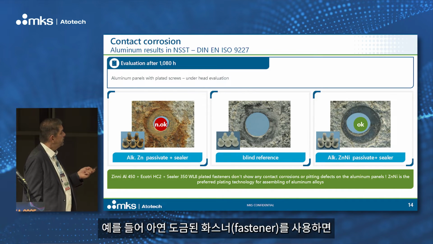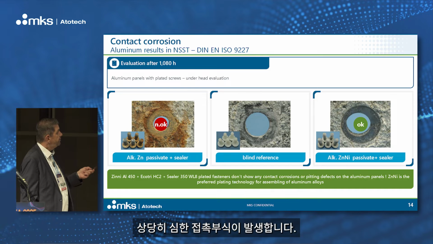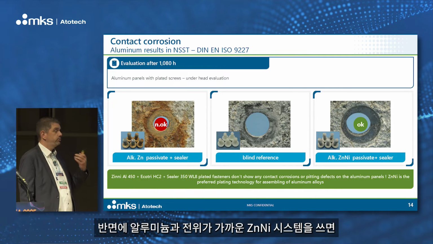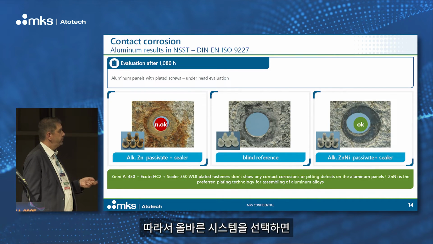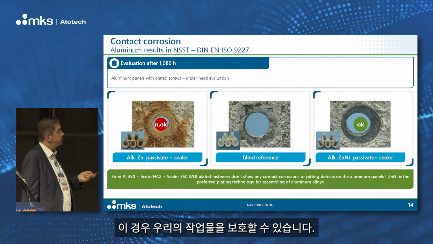If we use here fasteners which have, for example, a zinc layer, the potential between zinc and the aluminum is quite high. So you see you have quite severe contact corrosion. Whereas if we use a different system, zinc nickel, which is closer in potential to aluminum, you see you have even less corrosion than in the blind reference where you have, let's say, plastic screws. So by choosing the right system, we can reduce the risk of contact corrosion and protect, in this case, our workpieces.